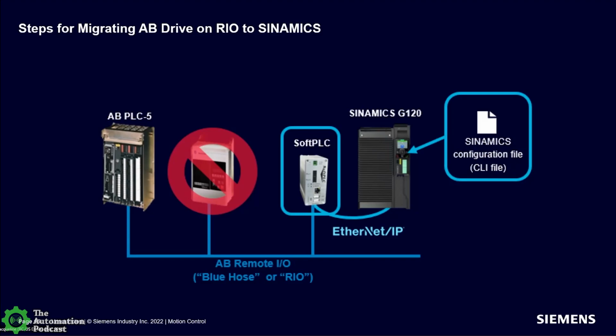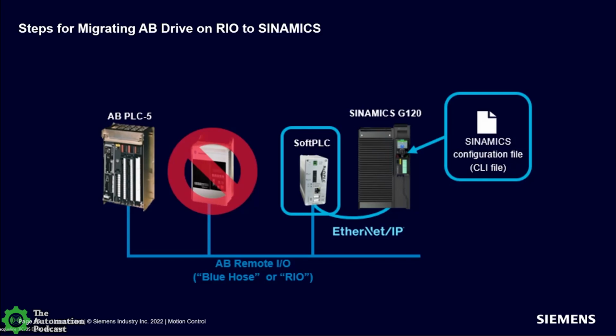And so what we can do is use a soft PLC gateway, connect that to the PLC, and then connect the other side of that to the SINAMICS G120 drive over Ethernet IP, and download a configuration file, and you're off and running. So in this solution, we've spent a lot of time and resources to co-develop a gateway with soft PLC that allows us to replace certain obsolete AB drives with new SINAMICS drives on remote IO.